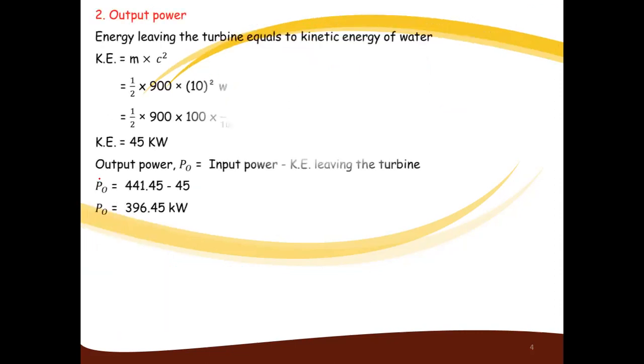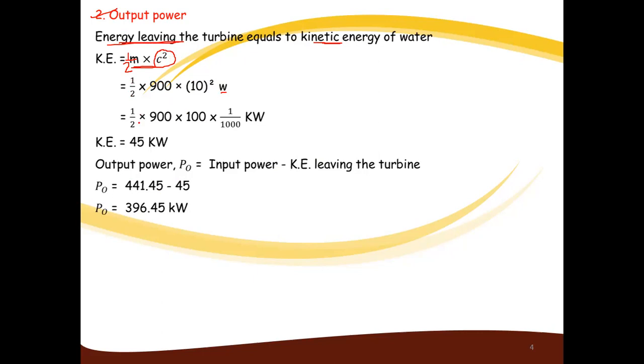Now we find the output power. We know that the energy leaving the turbine is nothing but the kinetic energy of the water. So it is one half mass into velocity square, that is 1/2 m v square. Instead of v, we have considered c. So velocity is c, and kinetic energy is 1/2 m c square. So 1/2 into 900 into c, which is 10 meter per second, square, it is in watt.